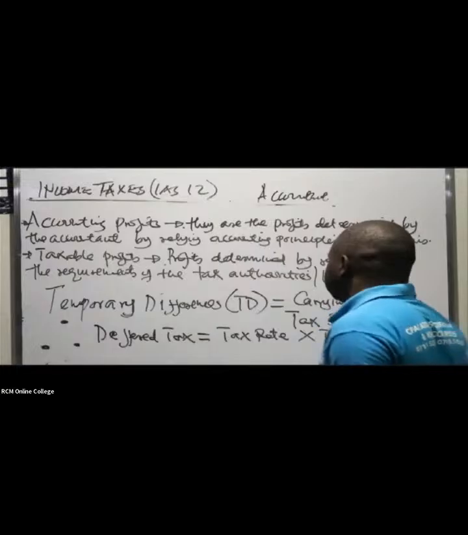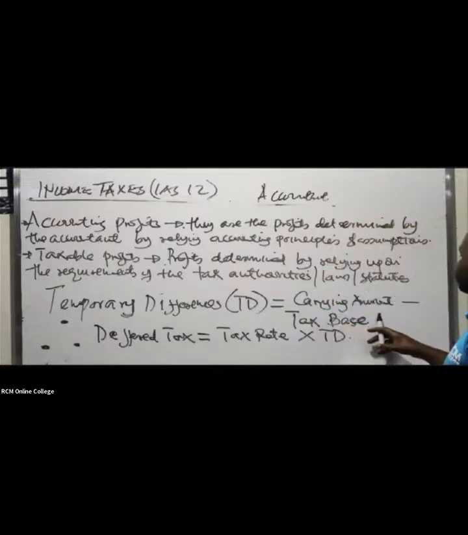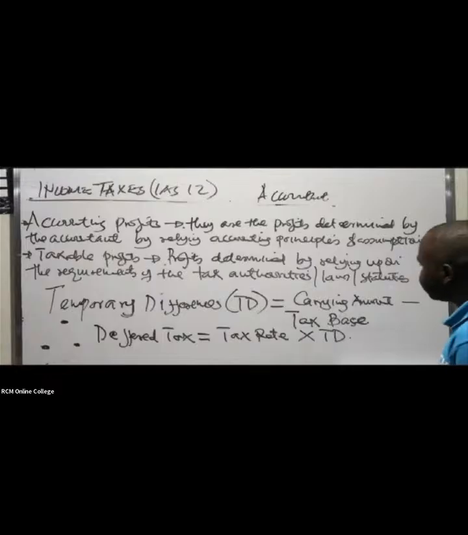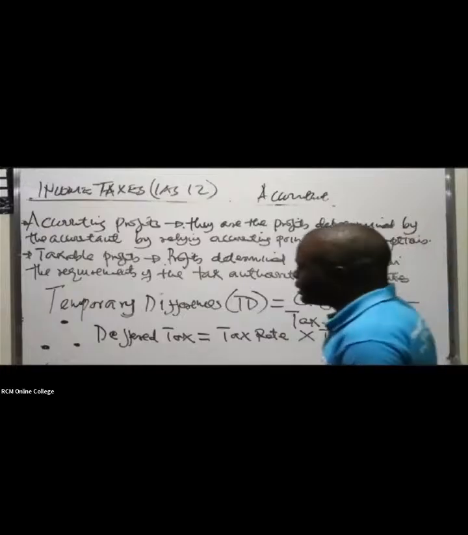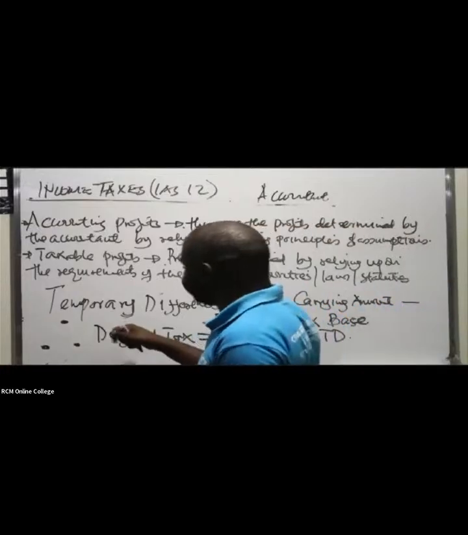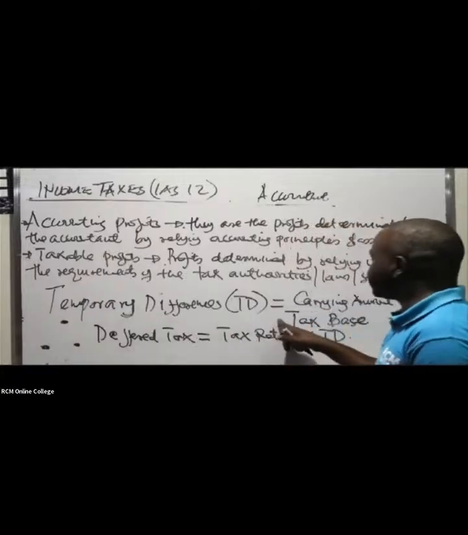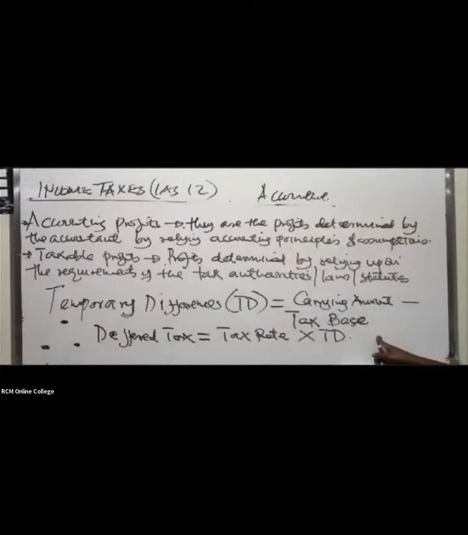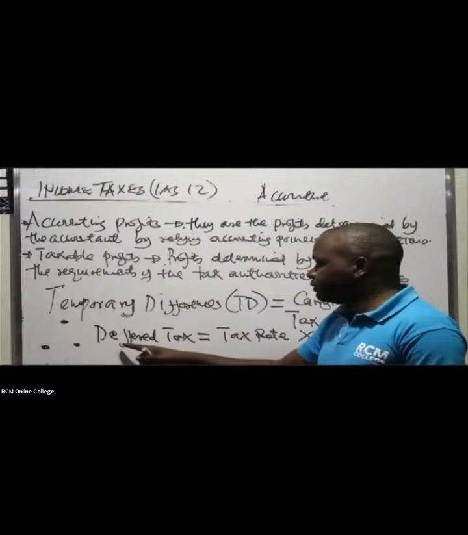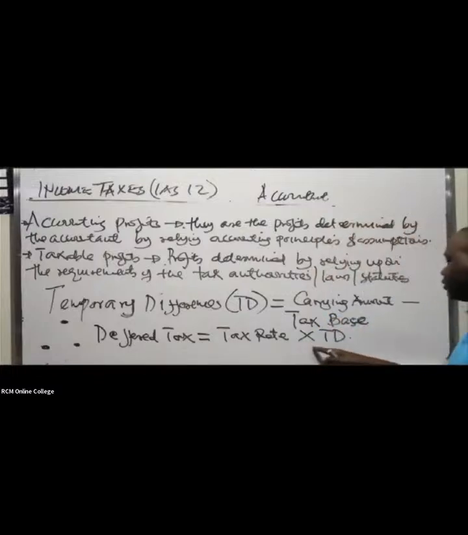So it means before you calculate deferred tax, you have to get the TD, whereby you compare the carrying amount minus, in this case, the tax base. Of course, you may still ask yourself what carrying amount and tax base really are. So after writing temporary differences is equal to carrying amount minus tax base, then in big handwriting, deferred tax is equal to tax rate multiplied by TD.